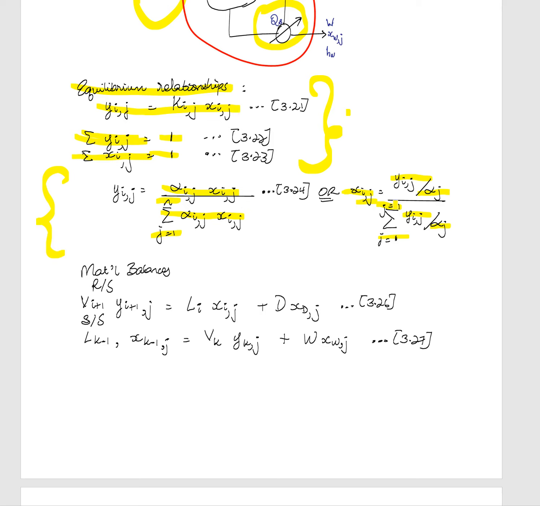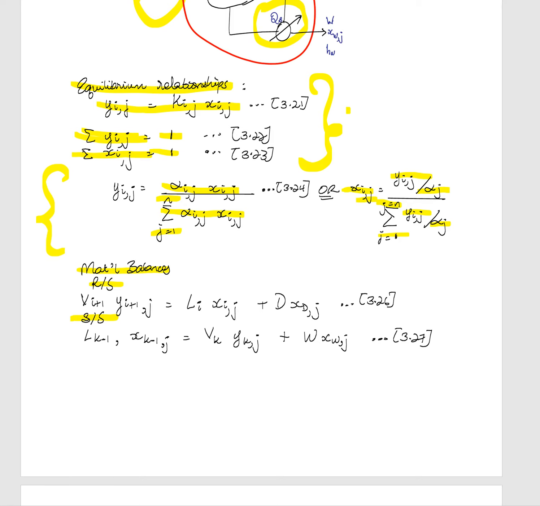Pause this video at this point and, using the diagram, develop the material balances in the rectifying section and the stripping section. Use the red envelope that is drawn around each section as your guide into the flows into and out of that defined boundary in both the rectifying and stripping sections. This should help you develop your equations.